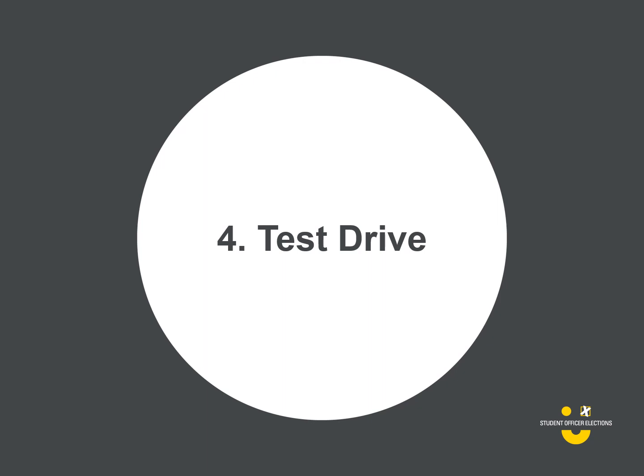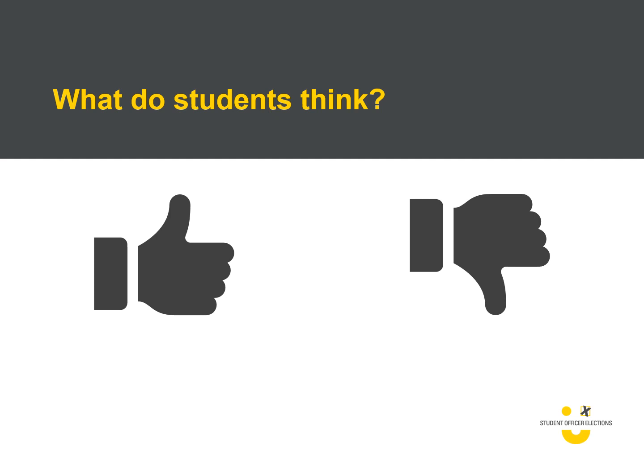Step 4. Test drive. Now that you have something down on paper, it's time to go out and see what real students think of it. Speak to your friends, classmates, and random students across campus and ask them for their thoughts. This is a key part of the writing process because it will give you some feedback on your ideas and help you to see if you're onto a winner.